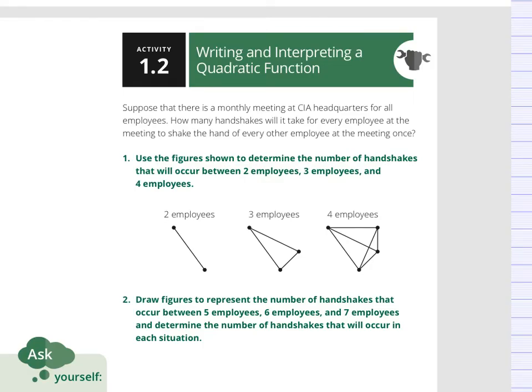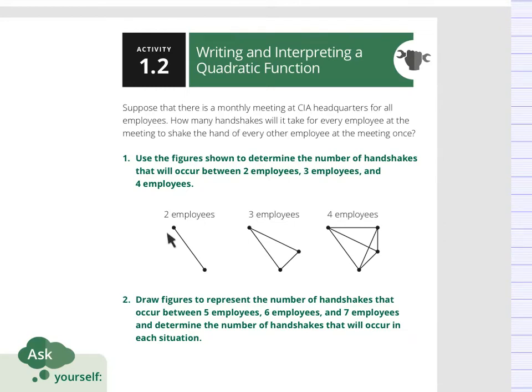All right, suppose that there is a monthly meeting at the CIA headquarters for all employees. How many handshakes will it take for every employee at the meeting to shake hands with every other employee at the meeting just once? I'm willing to bet that there's going to be a lot fewer handshakes now with all this coronavirus going on, but number 1, use the figure shown to represent the number of handshakes that will occur between 2 employees, 3 employees, and 4 employees.